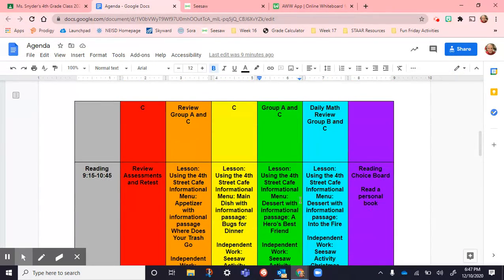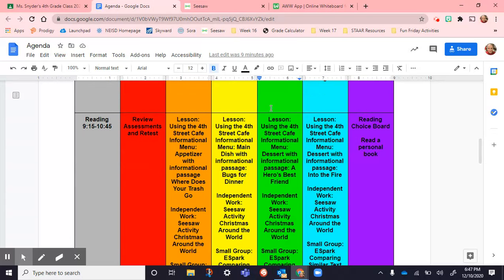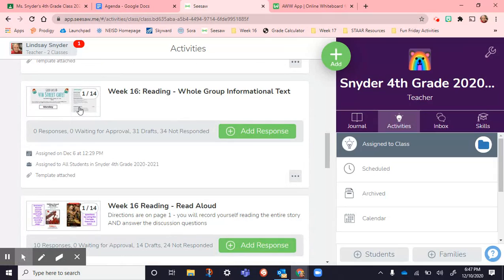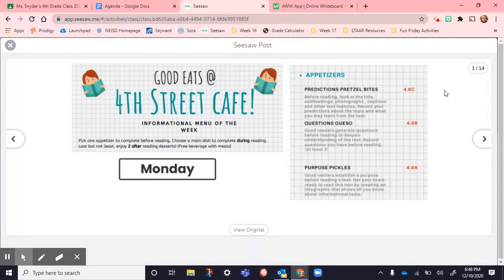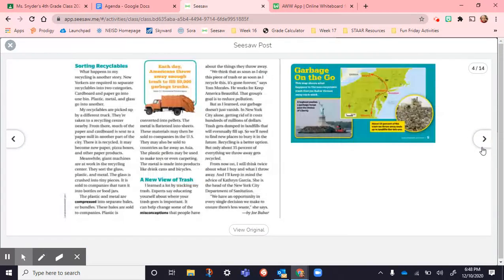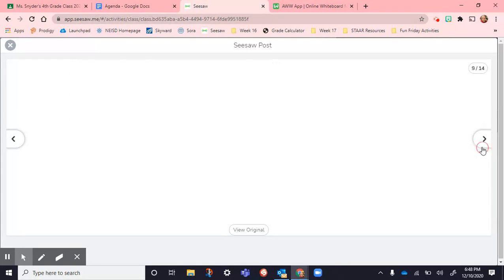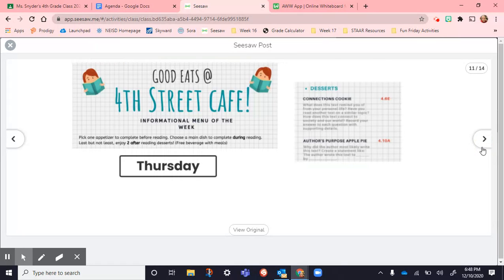And then for reading today, we went to Seesaw and we went to the 4th Street Cafe. And today we were on page 11. So we're at the dessert part of our menu. So here we did a connections cookie. And so it was, what does this text remind you of from your personal life?